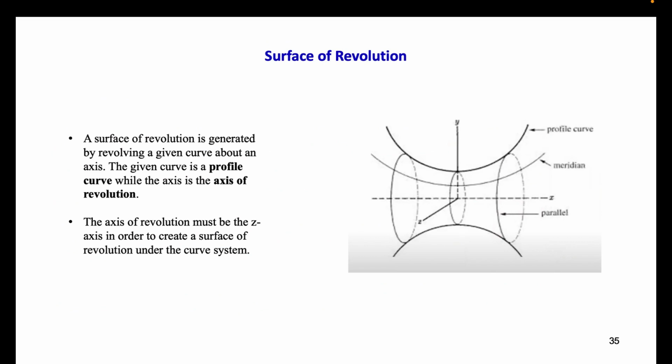Now let's see some terms that are associated with the surface of revolution. A surface of revolution is generated by revolving a given curve about an axis. The given curve is called the profile curve, while the axis is the axis of revolution. One more important point: while you design curves using this concept, the axis of revolution must be the z-axis in order to create a surface of revolution under the curved system.